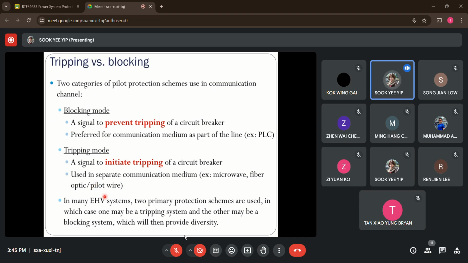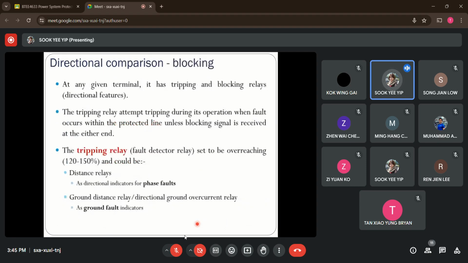All right, so for most extra high voltage systems, it will consist of two operation modes. So either one side acts in the tripping operation mode and the other side in the blocking operation mode so that it can have better diversity. Okay, so now we'll start to talk about the earliest pilot protection scheme available, which is known as the directional comparison scheme with blocking mode of operation.